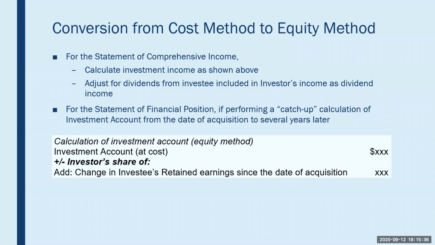We start with the investment account at cost and add to it any change in the investee's retained earnings since the date of acquisition. So whenever the significant influence was obtained, from that point up to the current year, whatever has been the change in the investee company's retained earnings, we calculate the change, and the change could be positive or negative. We will add or subtract the investor's share of the change in the investee's retained earnings accordingly.